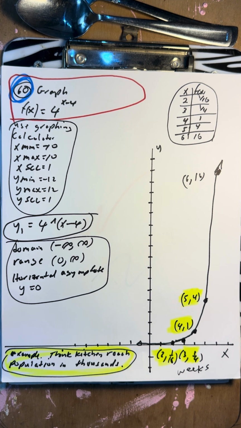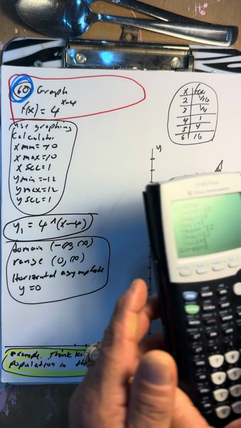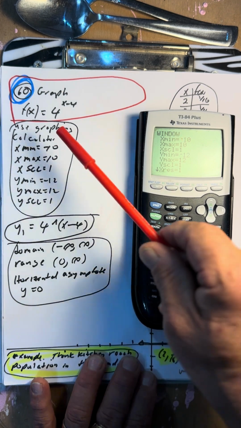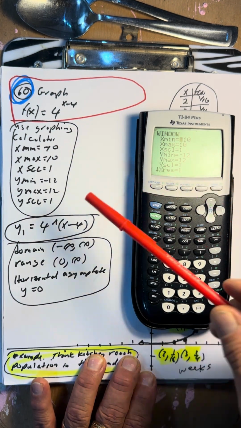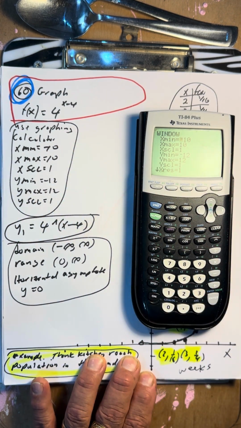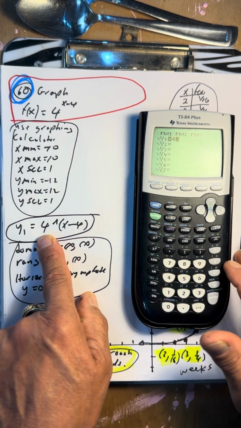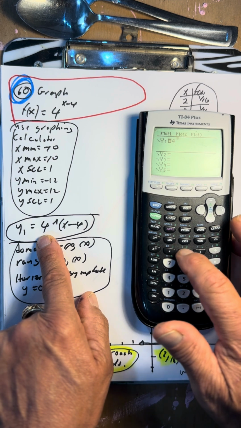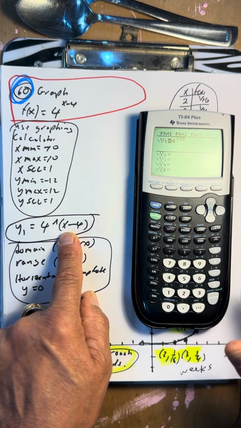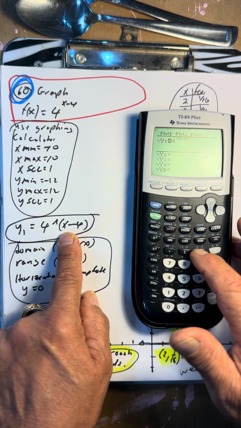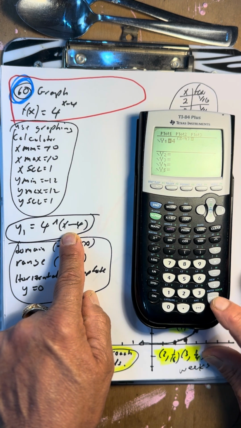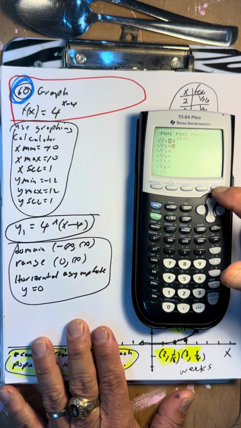In fact, let me put it in my calculator. Let's see if we can do it. All right, first the windows: negative 8, 10, 10, negative 8, 12, 12. That matches, right? Yes. Now y is going to be 4 to the power of x, then the big parentheses, minus 4, and close it. Is that it? Now, graph it.